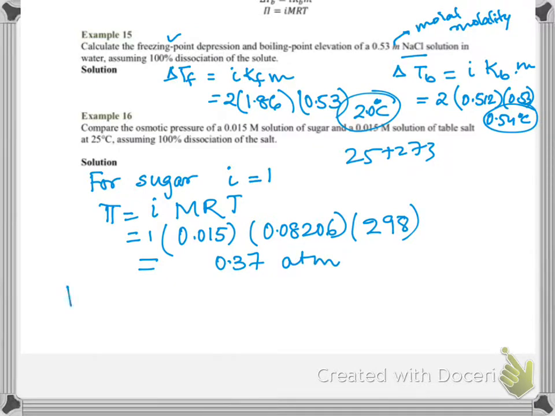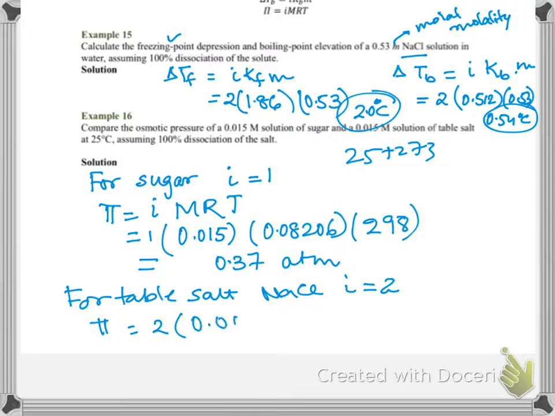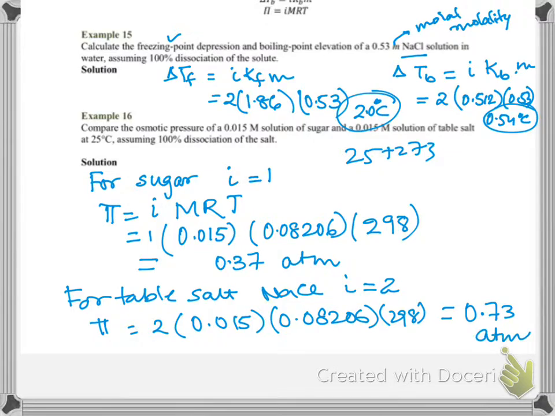For table salt, NaCl, i will be 2 because 1 unit is producing 2 particles in the solution. So pi equals i M R T. Everything else is the same. What is changed? Just the i value, and it is going to be 0.73 or 0.74. So that means the osmotic pressure for table salt is more. Of course, why? Because we are adding more particles.